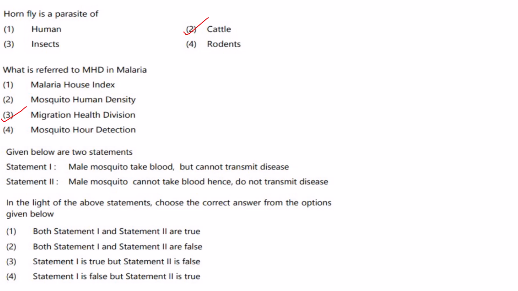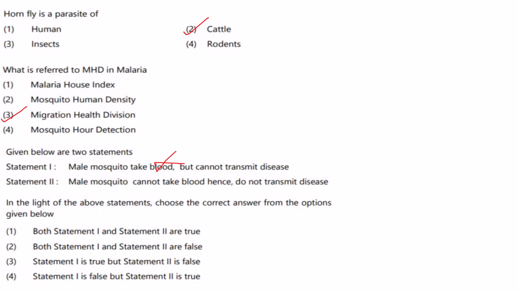Then the next one, again two statements are given. You have to say whether both are correct, both are false, or one is correct and the other is wrong. Statement 1: male mosquitoes take blood but cannot transmit disease. That is not a correct statement. Male mosquitoes do not feed on blood. They consume nectar or plant juices as their energy source, and so they cannot transmit the disease.